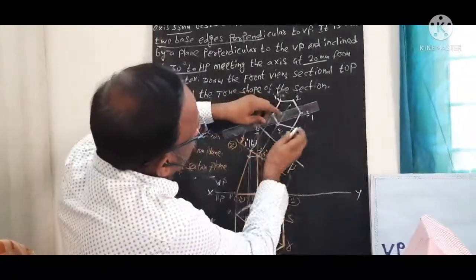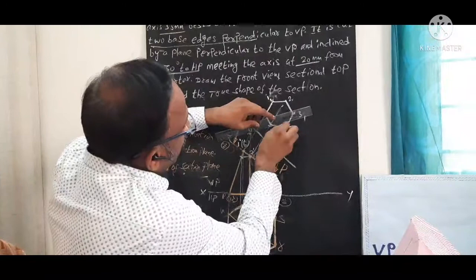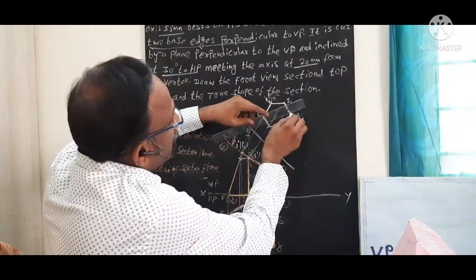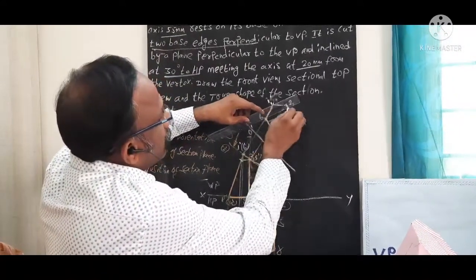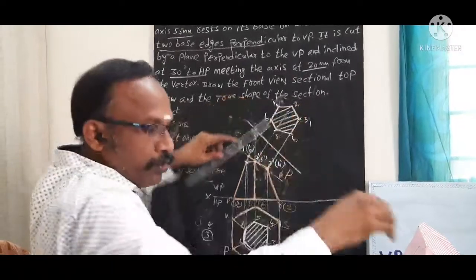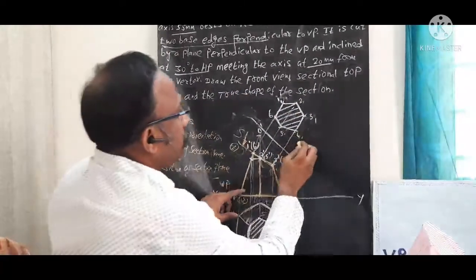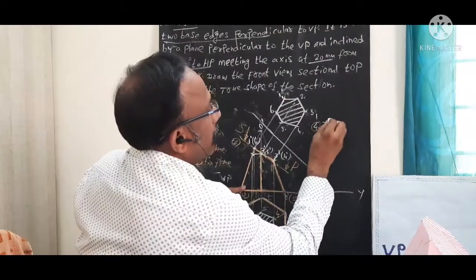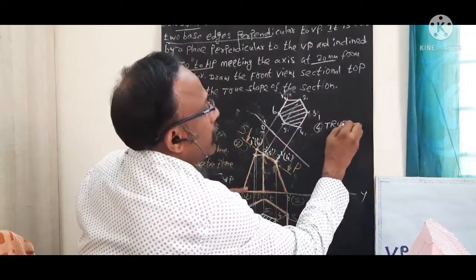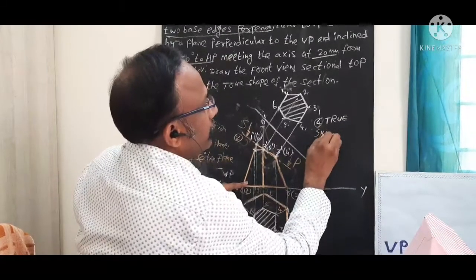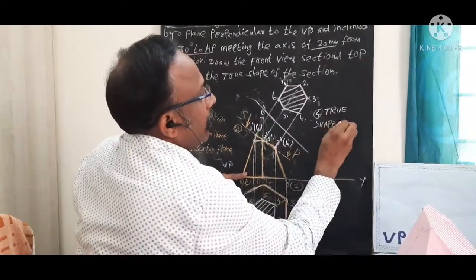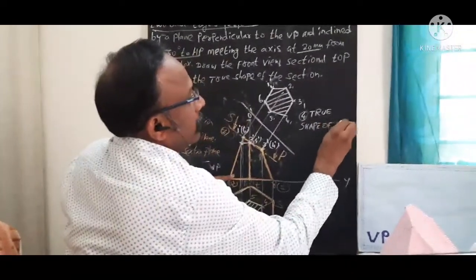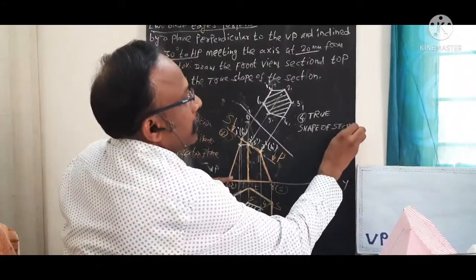Now I am going to draw the 45-degree line for this again, for indicating the true shape of the section. This indicates the true shape of the section. This completes the step number 4. I am going to write the name of this view is true shape. True shape of section. This is important, right?